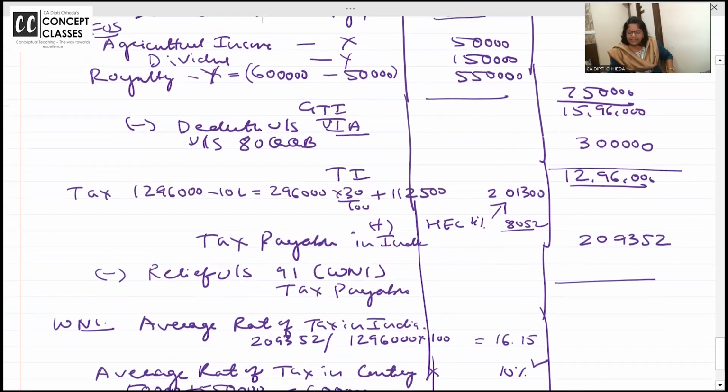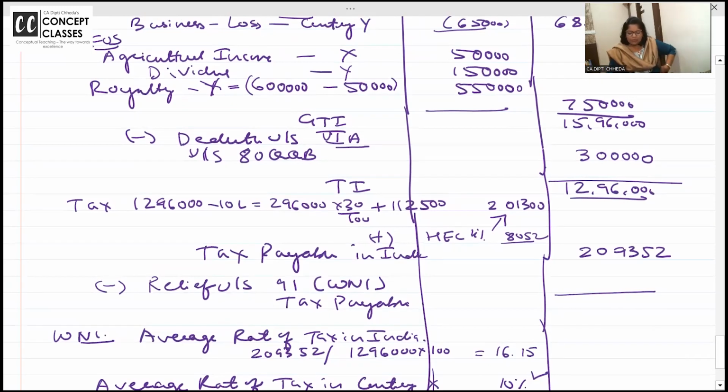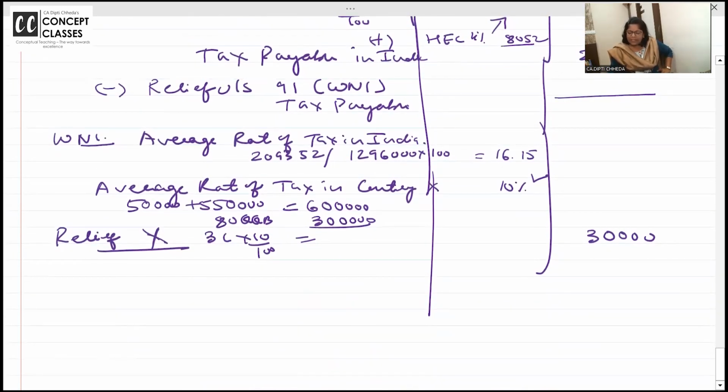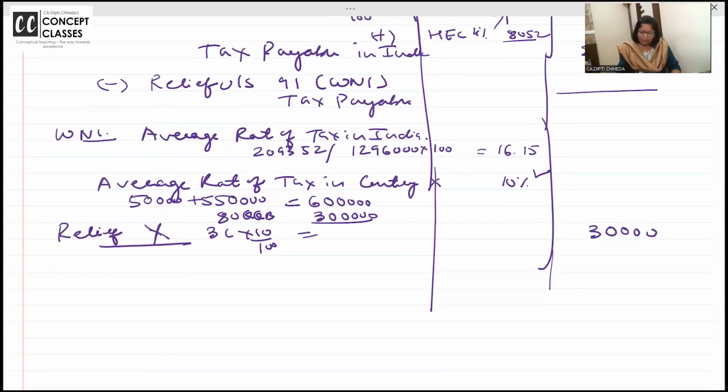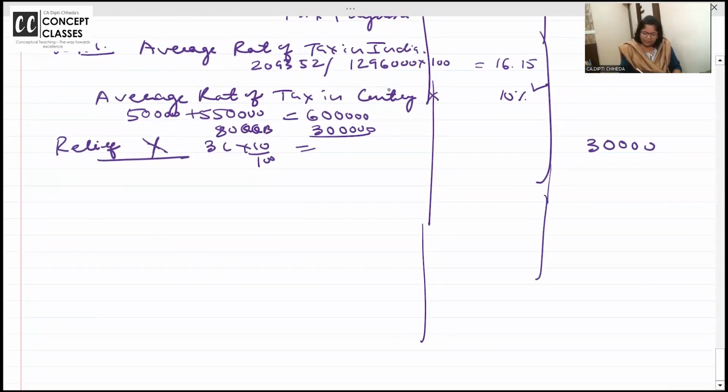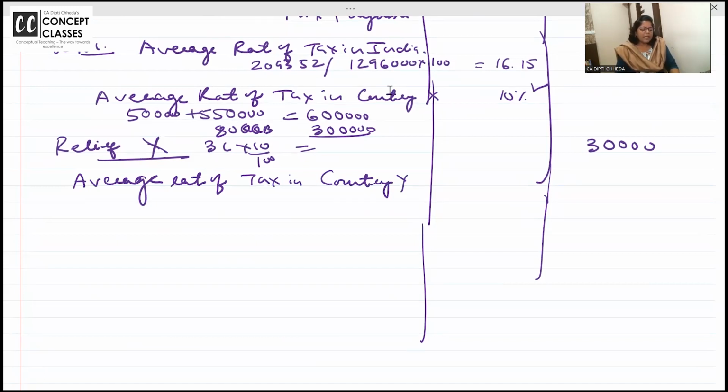In 6 lakhs 3 lakhs is what? Your वो minus कर दो, है ना? तो 3 lakh minus करने के बाद आपके पास कितना आएगा? 3 lakh. On that 3 lakh 10%. ये हो गया आपका कंट्री X का रिलीफ. अब हम कंट्री Y का करेंगे. What is the average rate of tax in country Y? कंट्री Y में आप कितना टैक्स पे कर रहे हो? 25%. और इंडिया में कितना पे कर रहे हो? 16.5%.